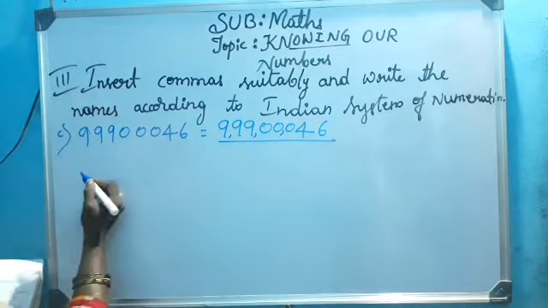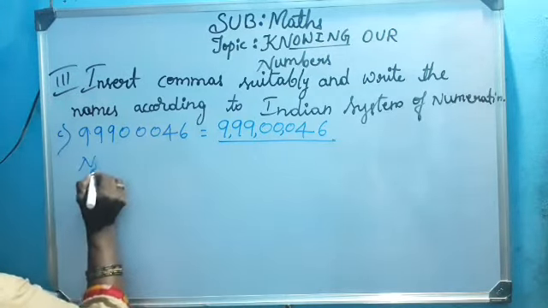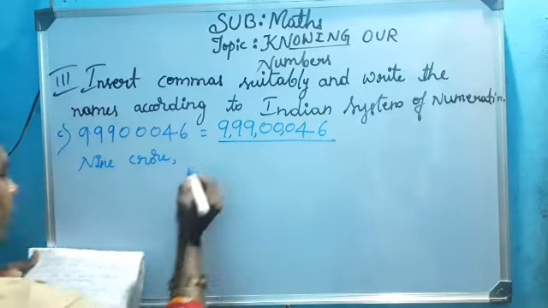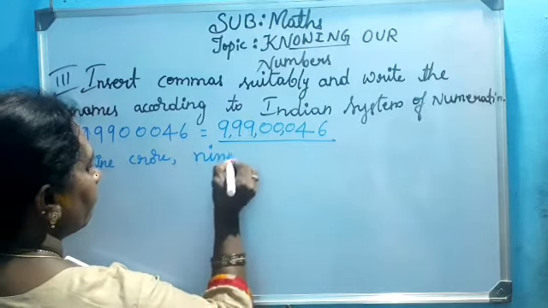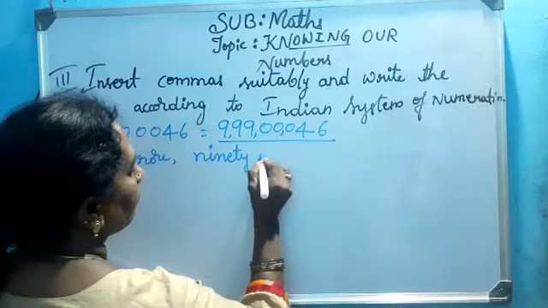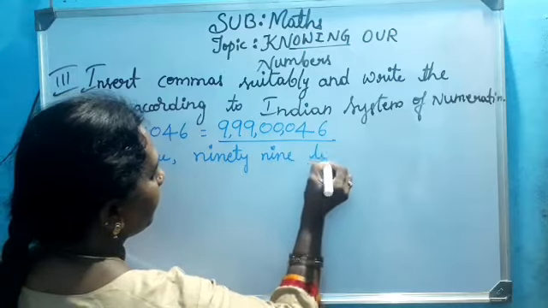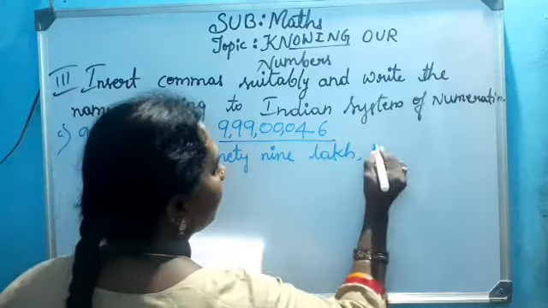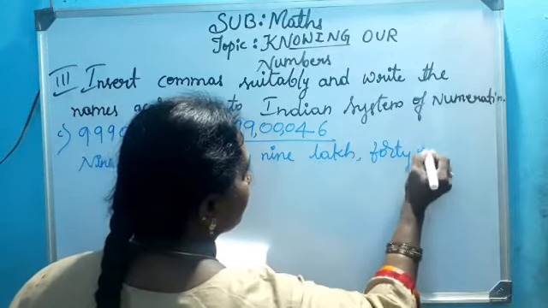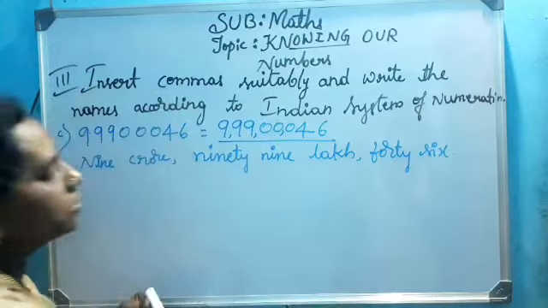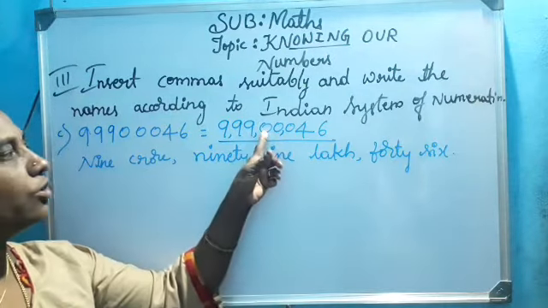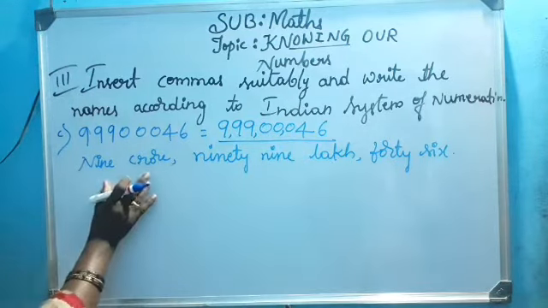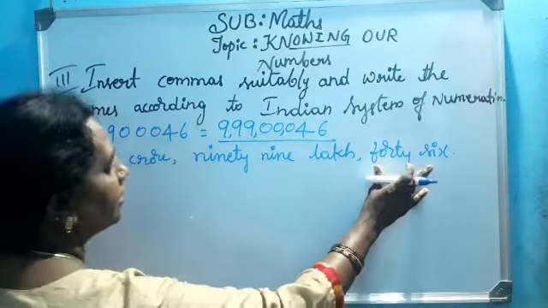So 9 crore, 99 lakh, 0,000, leave it, and 46, because there is no number in the ten thousand, thousand and also hundred place. So 9 crore 99 lakh 46.